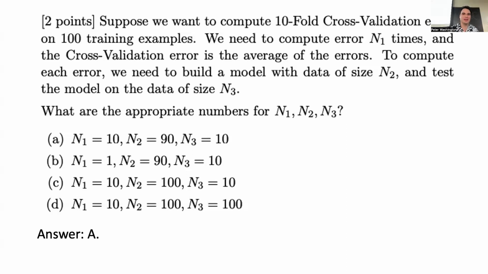The reason is because we have 100 data points and we want to do 10-fold cross validation, pretty similar to the homework. So for N1, we want to compute the error 10 times. We're splitting it into 10. So that already gives us A, C, and D as possible answers. To compute each error, we need to build a model with a data set of size N2. If you split 100 and you use 10 for test, then 90 for train, and that's how you get N2 and N3. And usually you want much more for train than in test, like in the homework and like in class. Cool.